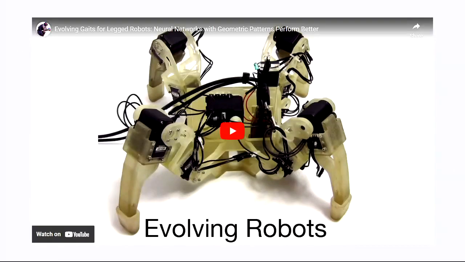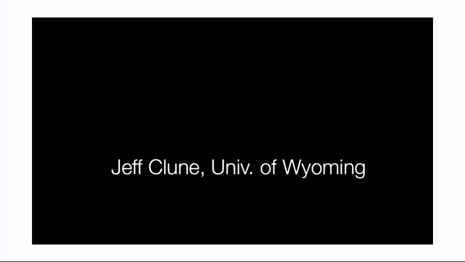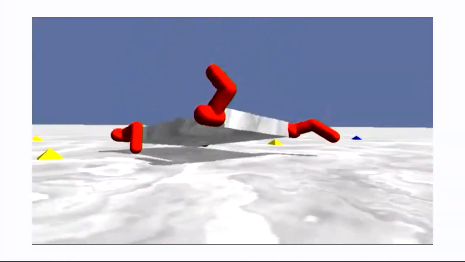So here's just a quick example of some people that did this. This is actually the first paper that used HyperNEAT, this is Jeff Clune, to actually evolve a control structure for a robot, first in simulation, and then they transferred it into a real-life robot that was actually used.